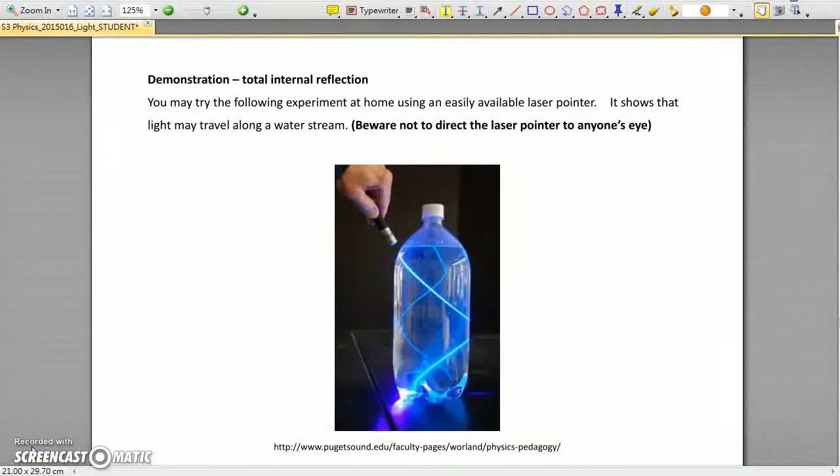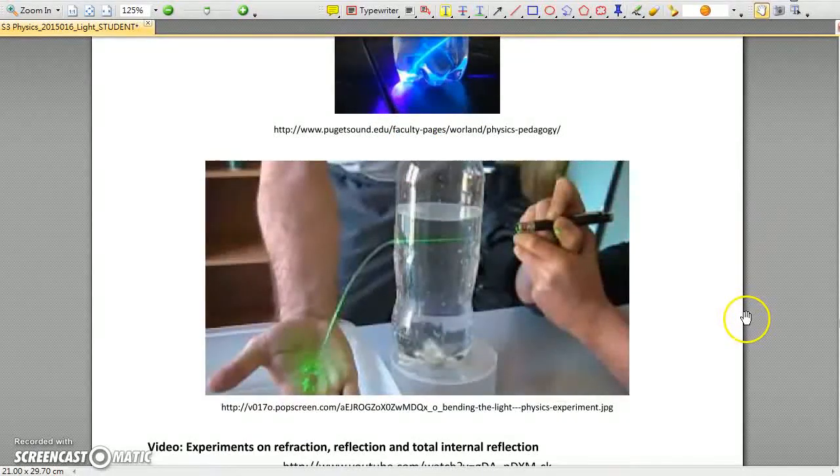If you have a strong laser pointer at home, you may try these experiments, but beware not to direct the laser pointer to anyone's eye. It is too powerful.